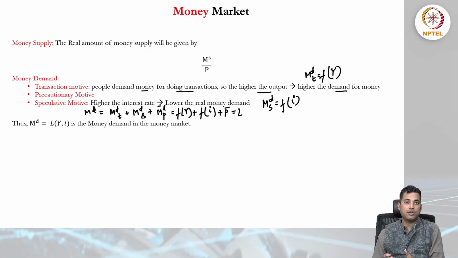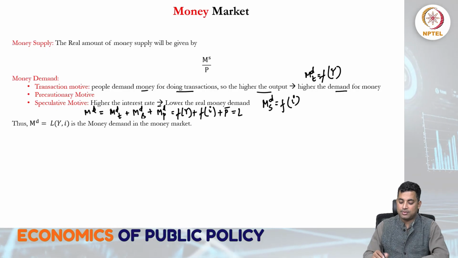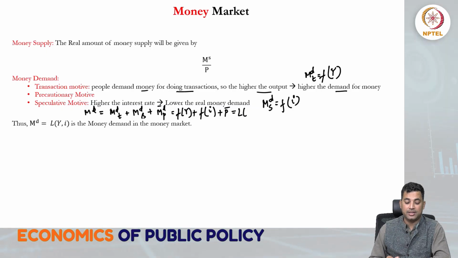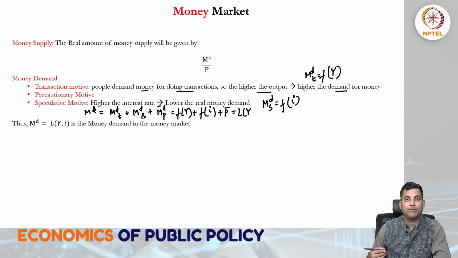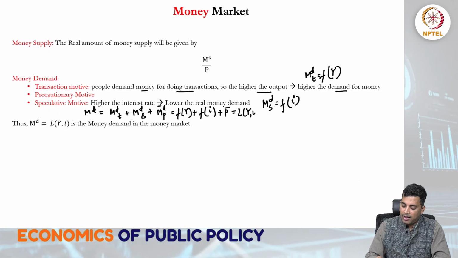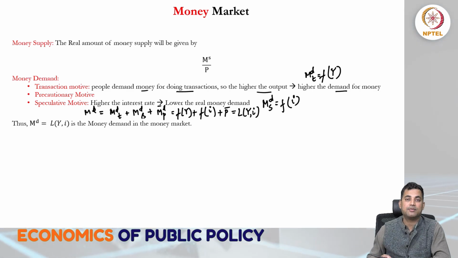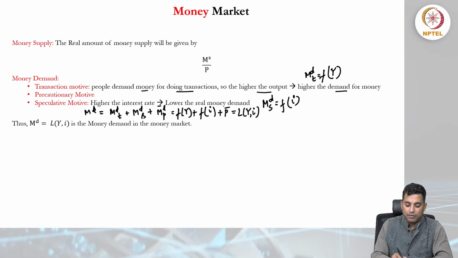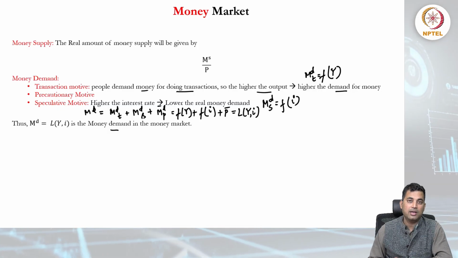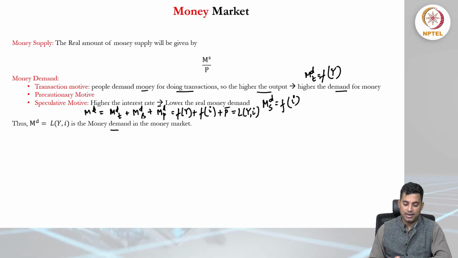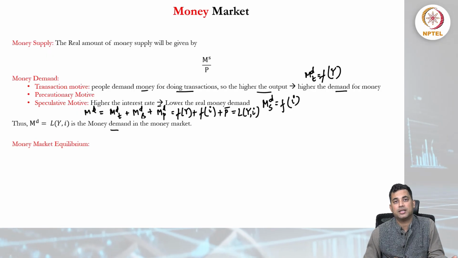So for simple understanding, if we consider this as liquidity, for liquidity purposes, what amount of money do we require and how is it related to which factors? Here L represents liquidity, and it is a function of total output Y, which is for the transaction purposes, and small i, the rate of interest, for the speculative demand for money. Therefore the overall total money demand function can be written as MD equals L(Y, i) in the money market.